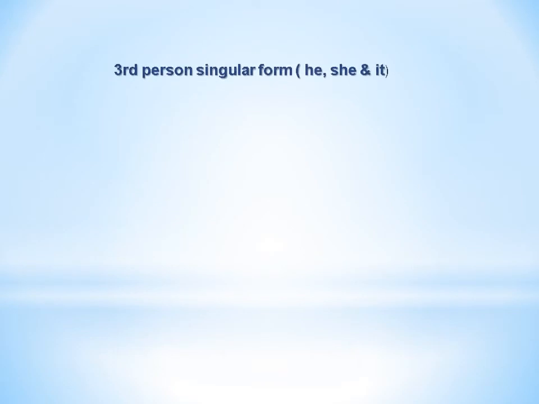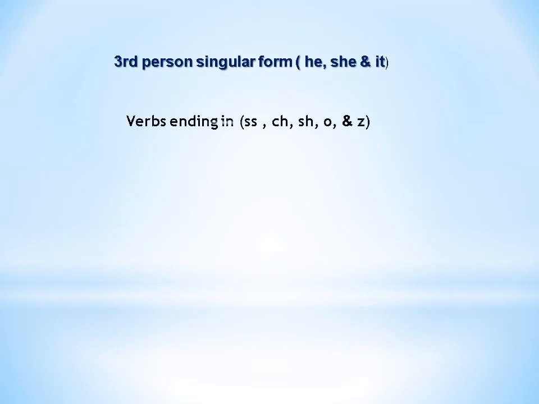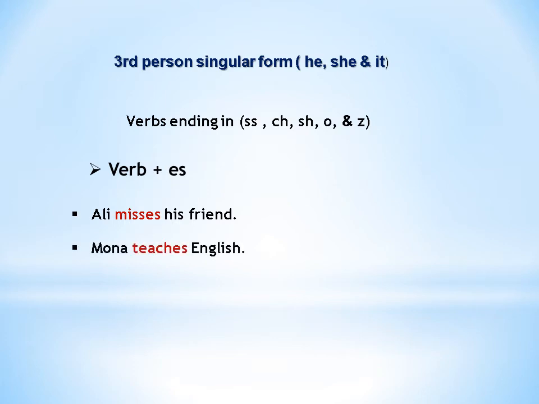We need to pay extra attention to verbs ending in double s, ch, sh, o, and z. The verb comes with es. For example, Ali misses his friend. Mona teaches English. She goes to school early.